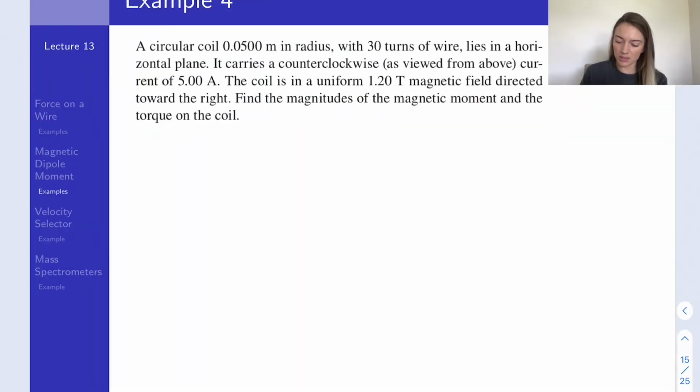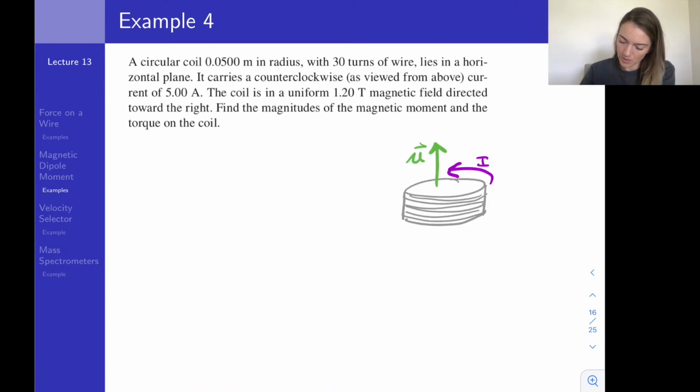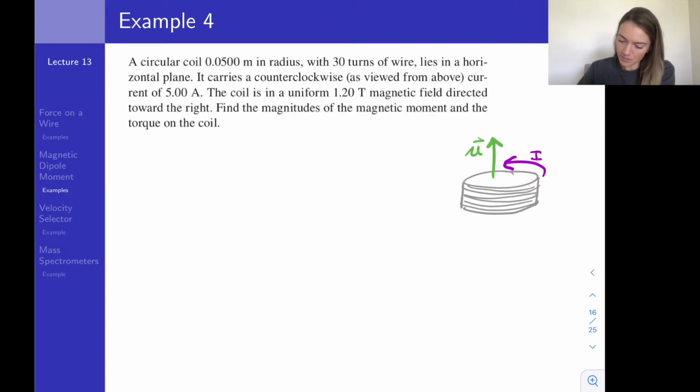All right, so now let's do an example with this. We have a circular coil that's 0.05 meters in radius with 30 turns of wire, and it carries a counterclockwise current of 0.5 amps. To draw this, what this means is that we have like 30 coils, all stacked up here. Each one has a current going through it in the counterclockwise direction like this. And then this is 0.05 meters in radius here.